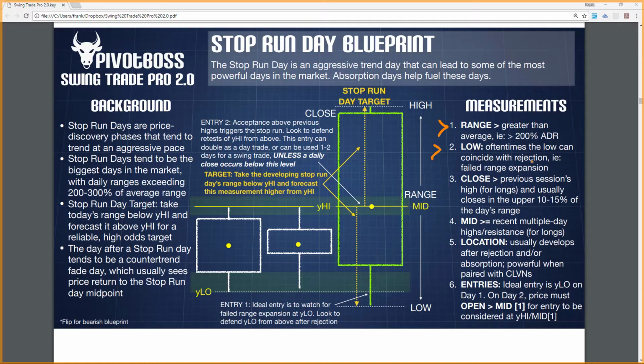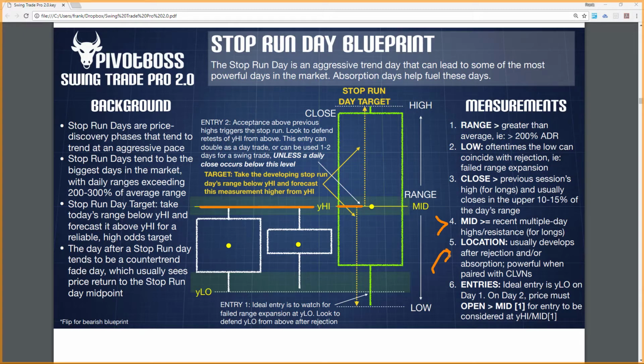The low sometimes can coincide with a failed new low, which sparks a major move higher. The close should be above the previous session's highs and usually closes in the upper 10 to 15% of the day. The midpoint is usually at or around where the stops came out of the prior highs there. That's usually where it is. And the location usually develops after rejection and or absorption, and is powerful when paired with CLVNs as well.